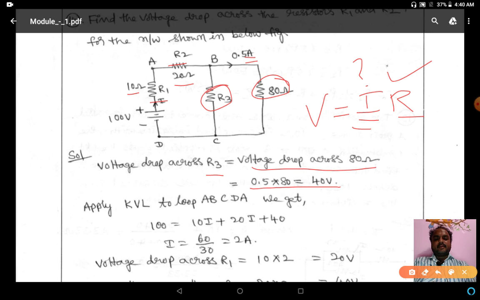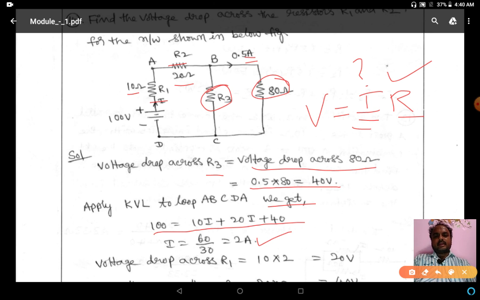Applying KVL to the loop A, B, C, D, A, we get 100 is equal to 10I plus 20I plus 40, so I is equal to 2 amperes.